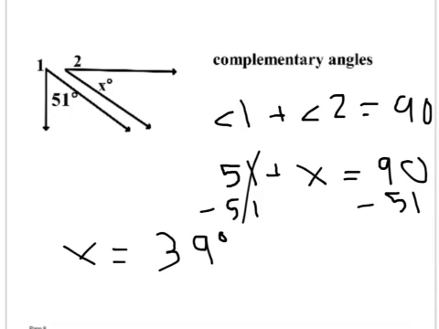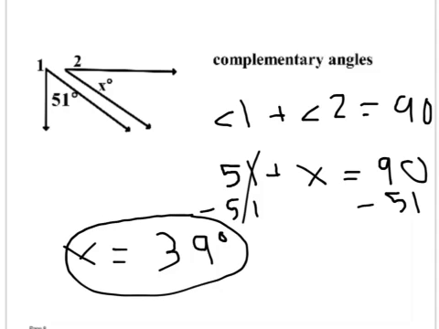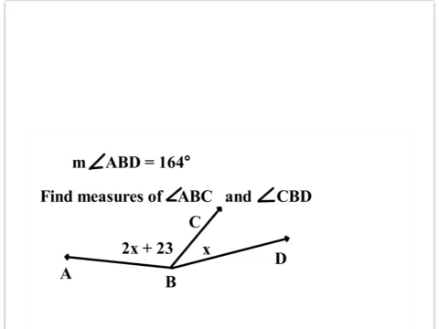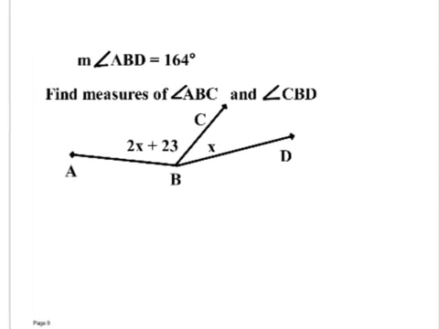Degrees. If I added those up, 39 and 51, what would they equal? 90. So is x 39? Yes. There you go. Okay. If these were supplementary angles, what would they add up to? 180. All right, you need to draw this.